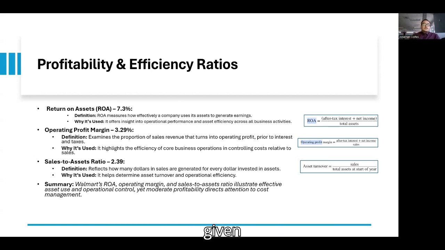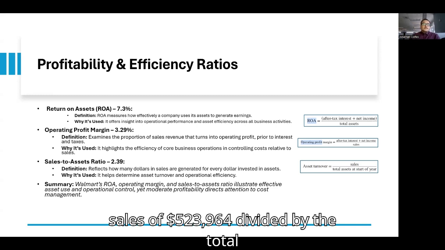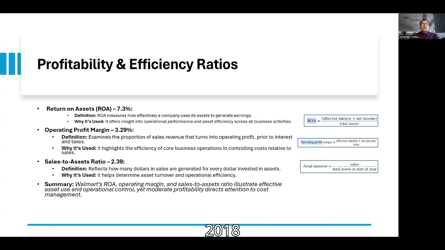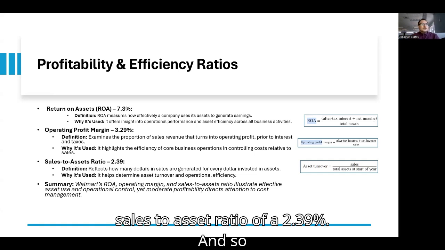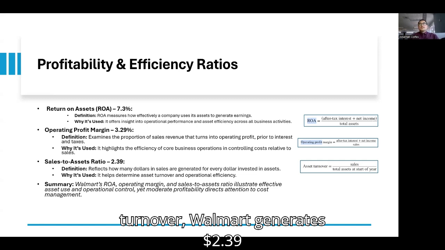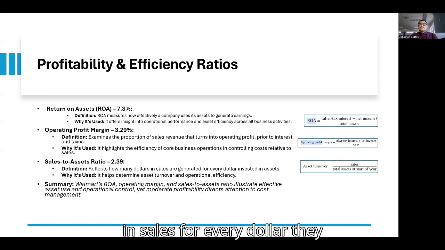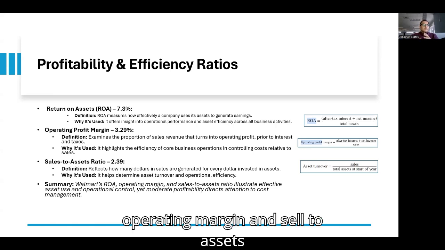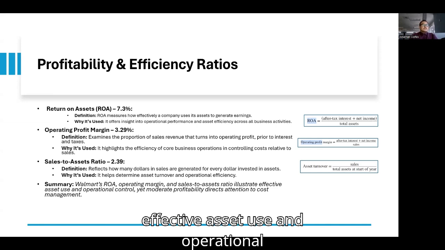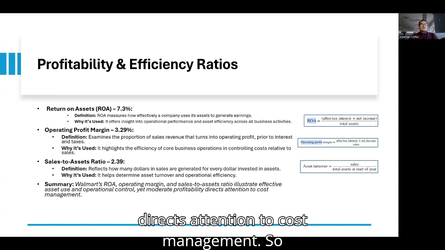So taking the given sales of $523,964 divided by the total assets at the start of the year, being the 2018 total assets, $219,295, we arrive at a sales to asset ratio of 2.39. And so with a 2.39 turnover, Walmart generates $2.39 in sales for every dollar they invest in assets. All in all, the ROA, operating margin, and sales to assets ratios of Walmart illustrate effective asset use and operational control, but moderate profitability directs attention to cost management.